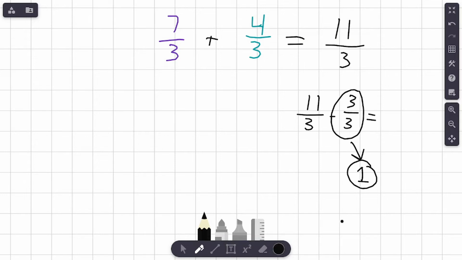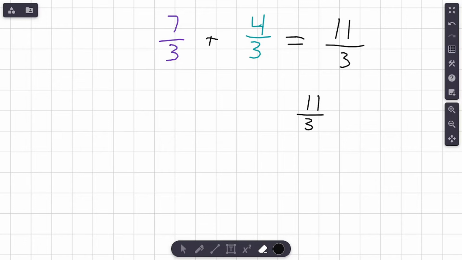3/3 is the same thing as 1 whole. And so what we're doing here is we're trying to turn 11/3 into a mixed number. To do that, we're going to, in a way, take away 3/3 each time in order to give us our mixed number. And so I can take away 3/3 three different times.